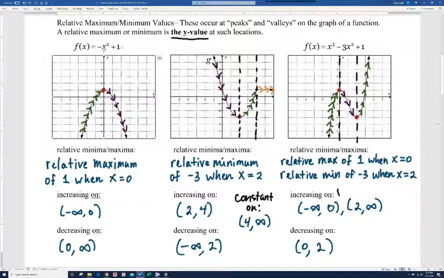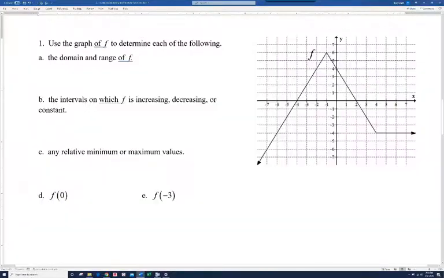Now, sometimes people will put a union symbol in between here. I believe in our book they're just putting a comma. All right, let's go ahead and move on to the next slide.